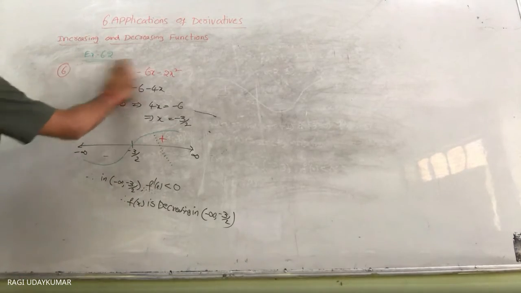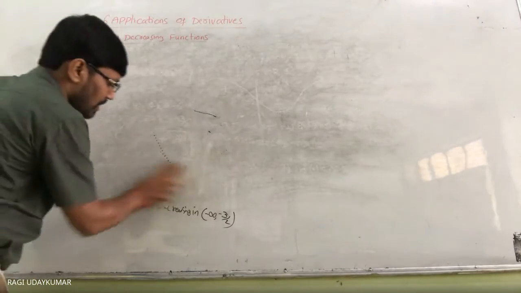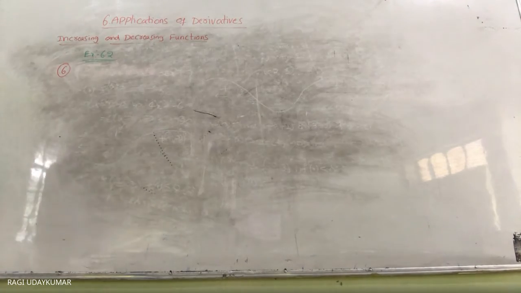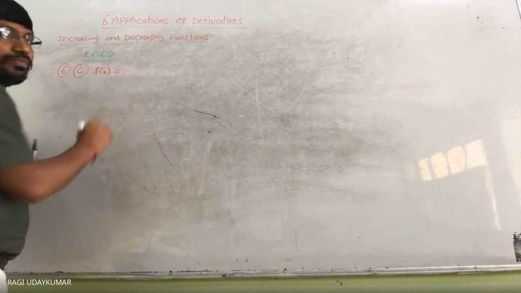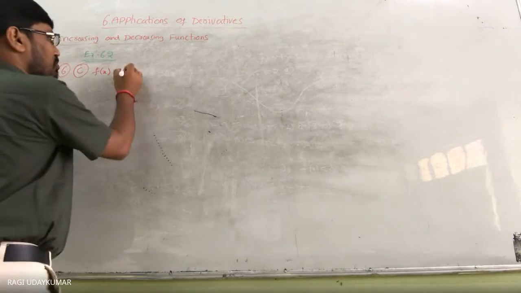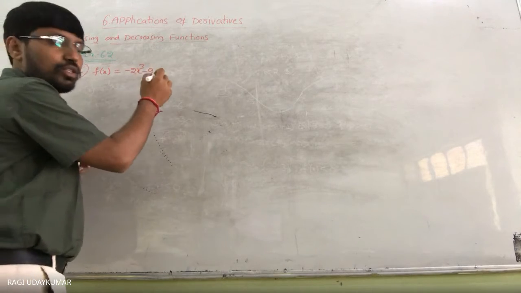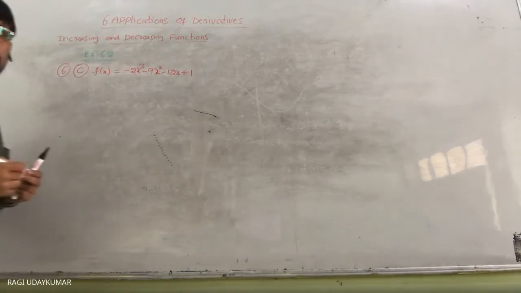No complication here. The complication is there in this problem. So, problem C, let us see. A cubic polynomial with negative signs is given to you, so that's why I will explain this one. f of x is equals to minus 2x cube minus 9x square minus 12x plus 1. Okay, so this is the question given to you.